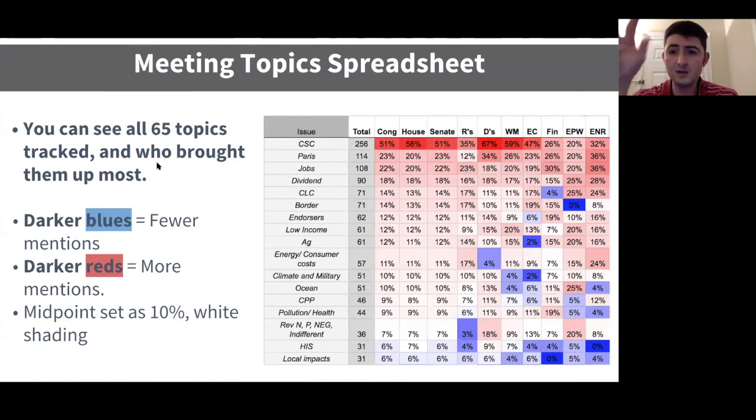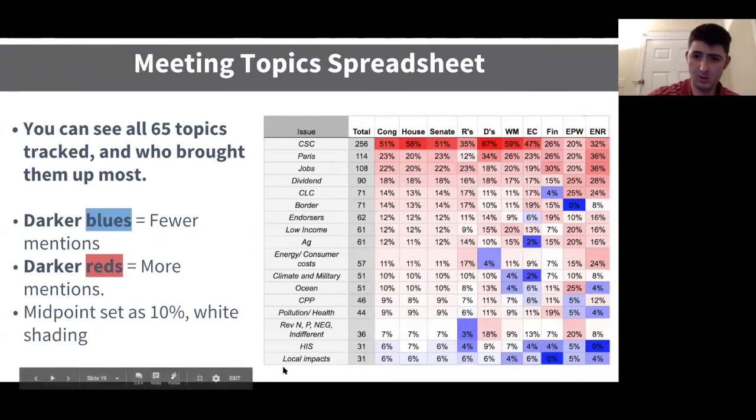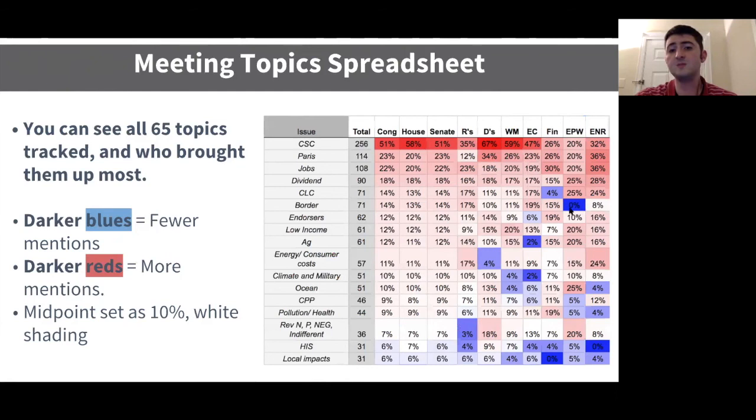And the colors that you're looking at here: darker blues mean fewer mentions. So you can see under the column EPW, there's a very dark blue. It's got a 0% in there. Nobody on the Environment and Public Works Committee brought up the border. Darker reds mean more mentions.